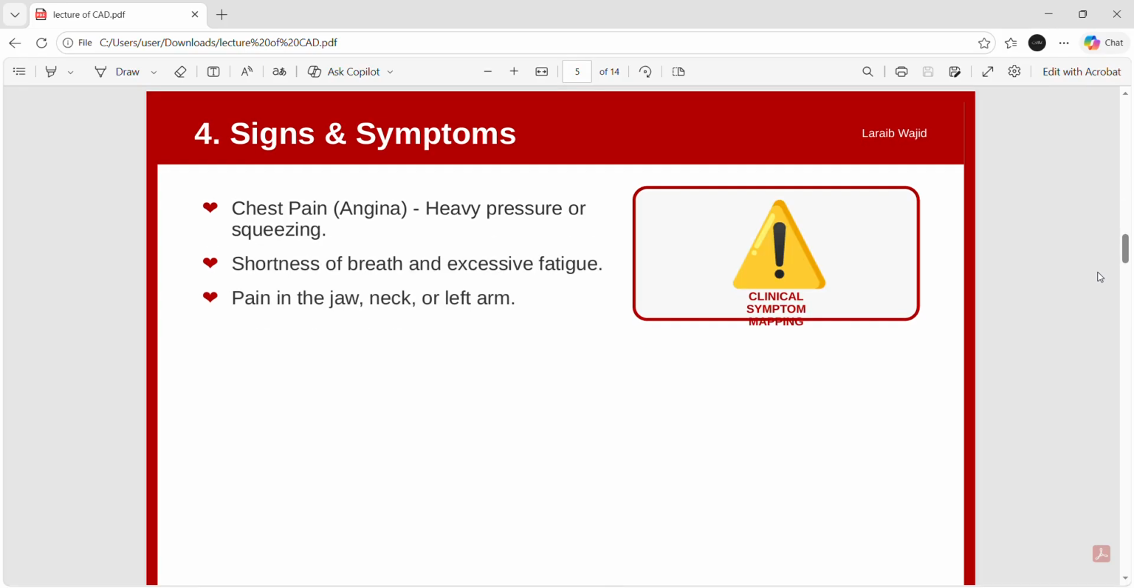The main signs and symptoms are chest pain, which is also called angina. Patients may feel pressure or tightness in the chest. Other symptoms include shortness of breath and fatigue. Pain may also spread to the jaw, neck or left arm because the heart is in the left.